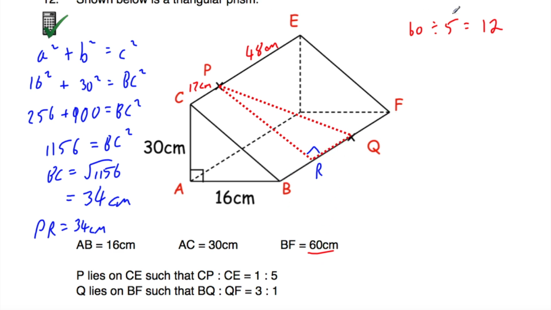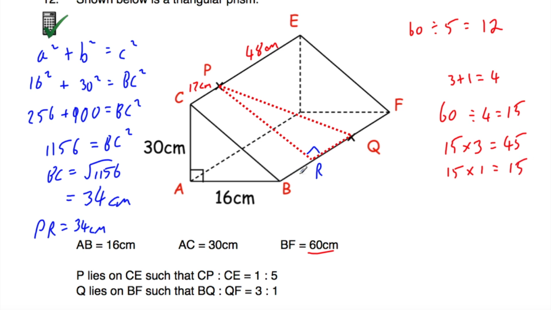So let's do that. So if we take 60 and we want to share in the ratio of 3 to 1, we do 3 plus 1 is equal to 4. And then if we do 60 divided by 4, that's equal to 15. And then if we do 15 times 3, that's equal to 45. And 15 times 1 is equal to 15. So that means the BQ would be 45 centimeters. And the bit that we're really looking for, QF, would be 15 centimeters. And let's just check that. If this was 45 centimeters and that's 15 centimeters, if you cancel down that ratio, you get 3 to 1. So that's fantastic. So this is great.